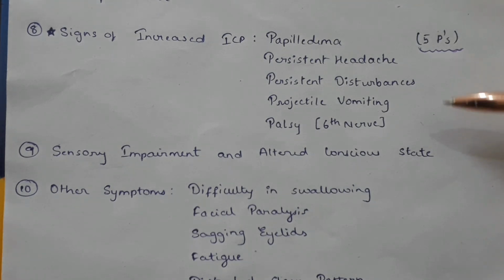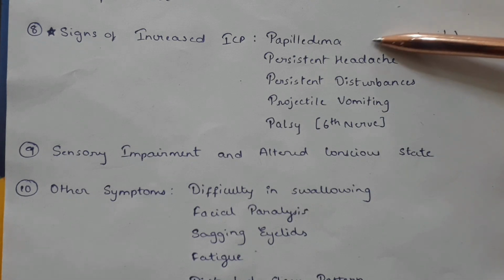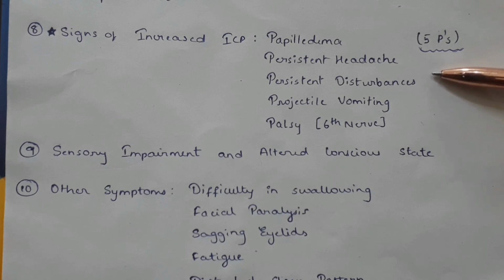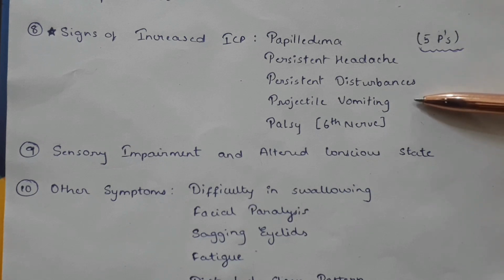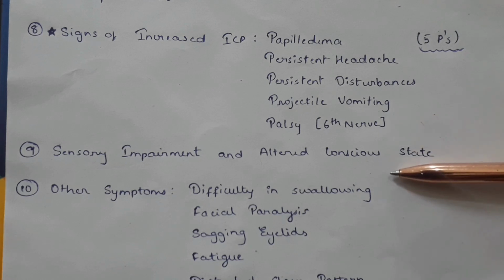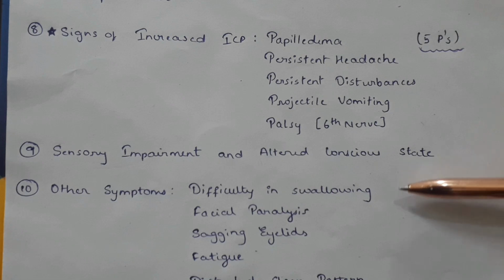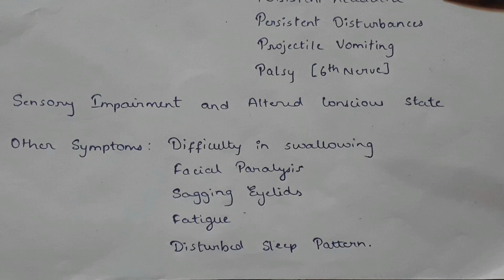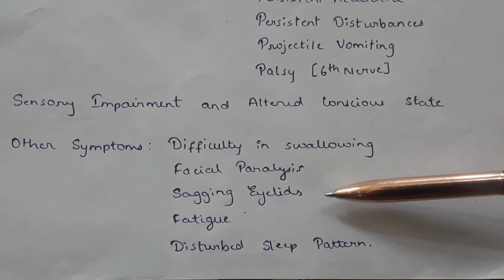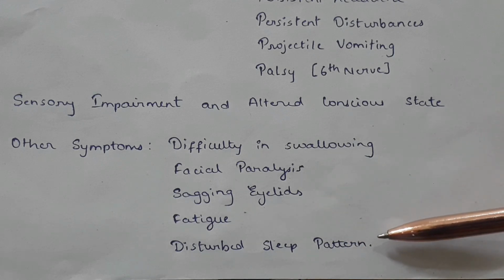Signs of increased ICP, that is intracranial pressure. We have 5 P's. So P for papilledema, persistent headache, persistent disturbances, projectile vomiting, and sixth nerve palsy, sensory impairment and altered conscious state. Other symptoms include difficulty in swallowing, facial paralysis, sagging eyelids, fatigue, disturbed sleep pattern.